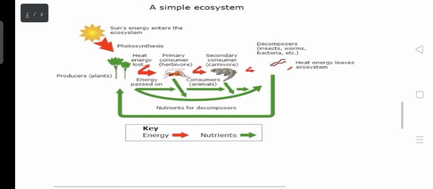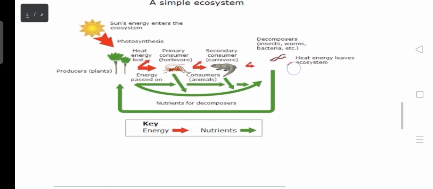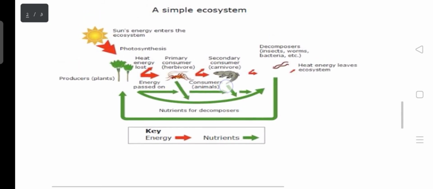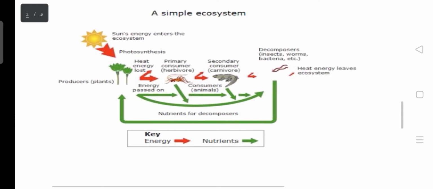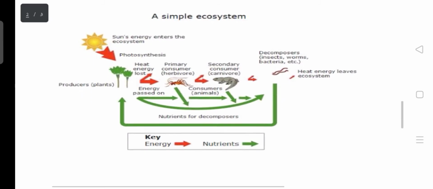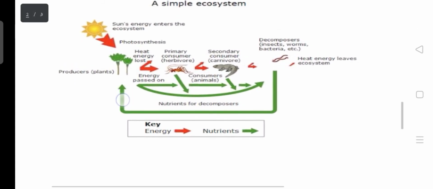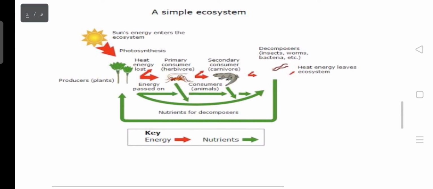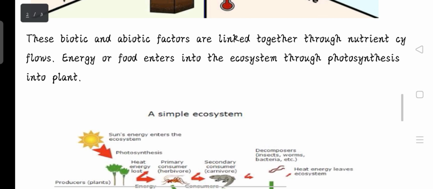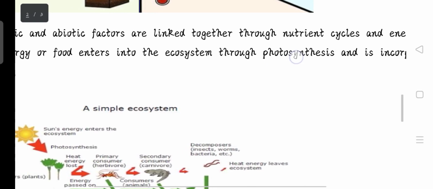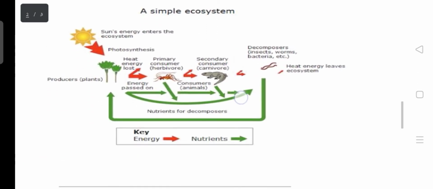Then when these animals die, the decomposers, which are the insects, the worms and the bacteria, convert these animals, they reduce them to nutrients which can be used for the growth of plants. You can see the energy from the decomposers to the plants. So this explains how they are linked together with each other. Just like we said here, these biotic and abiotic factors are linked together through nutrient cycles and energy flows. That's what we explained here.